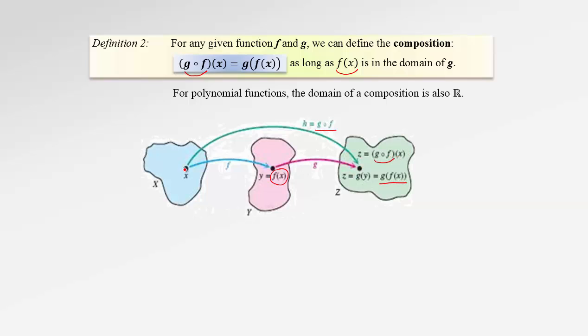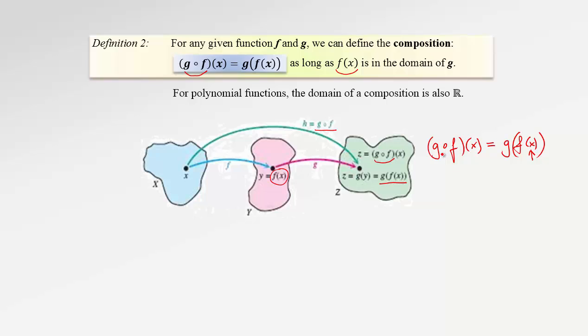So, since the result of traveling by ferries f and g should be the same as traveling by the ferry h, then from here we know that g composed f at the point x really means the same as applying f to x and then applying g to the result f of x. Notice that the input x first travels by the function f and then by the function g.